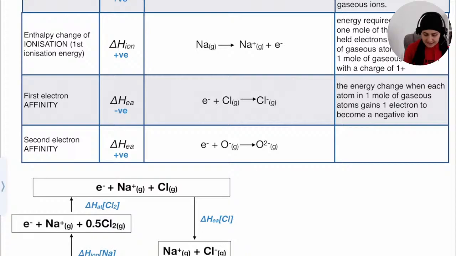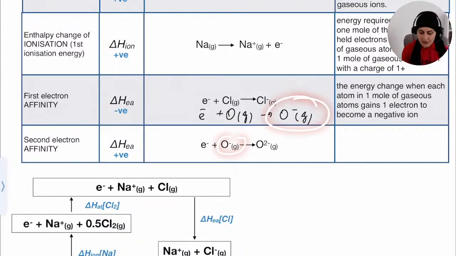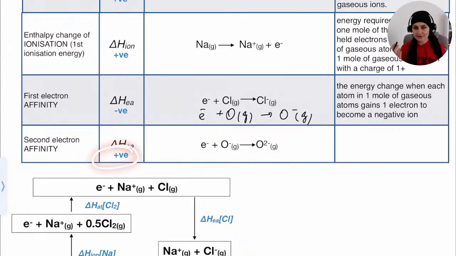And what's important is the second electron affinity. So if you're adding the second electron to a gaseous ion, for example, for oxygen, what would be the first electron affinity? Well, it would be an electron plus O gas goes into O minus gas. That's the first electron affinity for oxygen atom. And then if you're trying to add the second electron, so you're taking O minus gas, what was left from the first electron affinity, and add an electron, that becomes O2 minus gas, and that's positive, so that's endothermic.